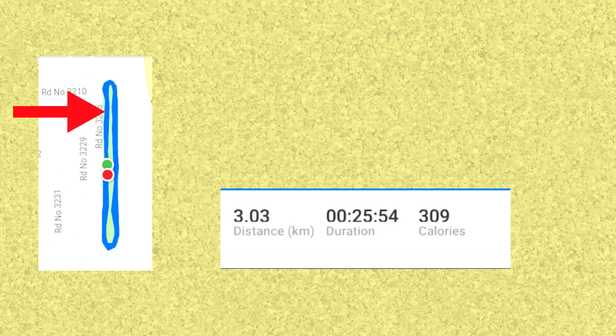When you use the running app on your phone, after the exercise, you're gonna get something like this map that reports your progress. The total distance is the drawn path around this track.